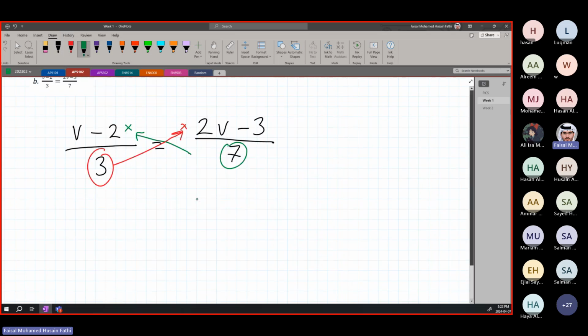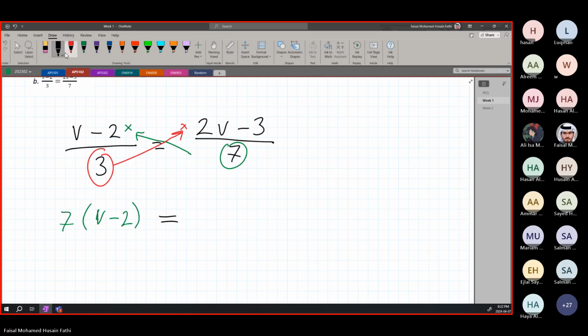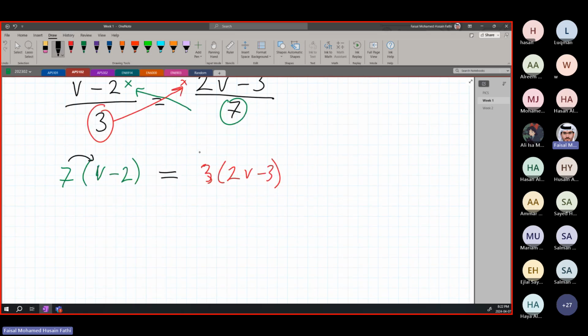So if we want to write it down, it is going to be 7 times v minus 2, all of it, is equal to 3 times 2v minus 3. And now you can solve this like we solved the one before. We distribute, we're going to just distribute the 7 inside and the 3 inside. Make sure of the signs. So this is plus 7.